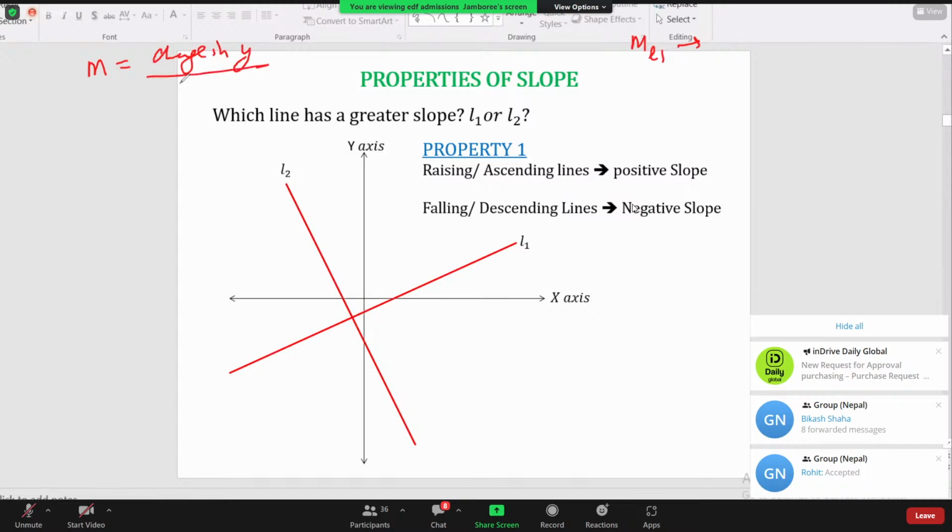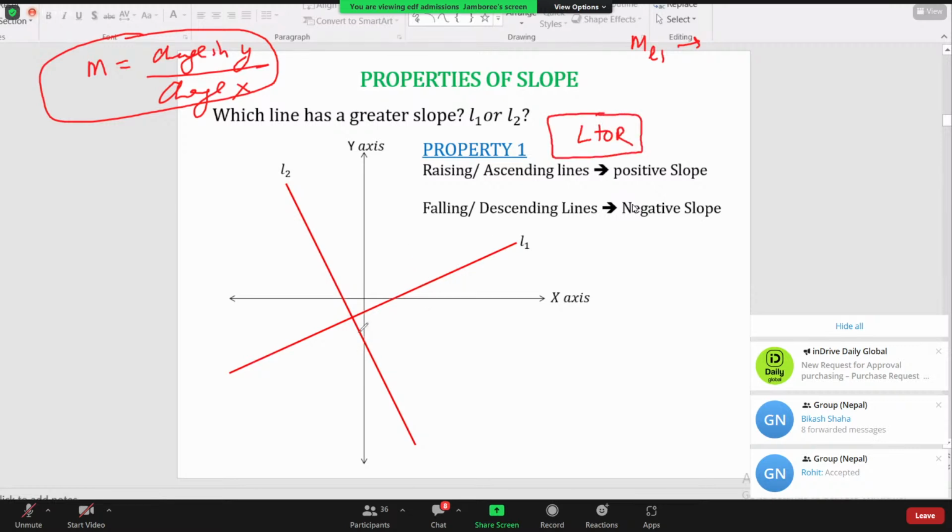Change in y over change in x is what is basically denoted by slope. So change in y over change in x is what I need to look for in this line L1. Now, if you notice, this L1 is moving up from left to right. So first of all, the generalization you need to make is that you will always look at the graph in the context of left to right.